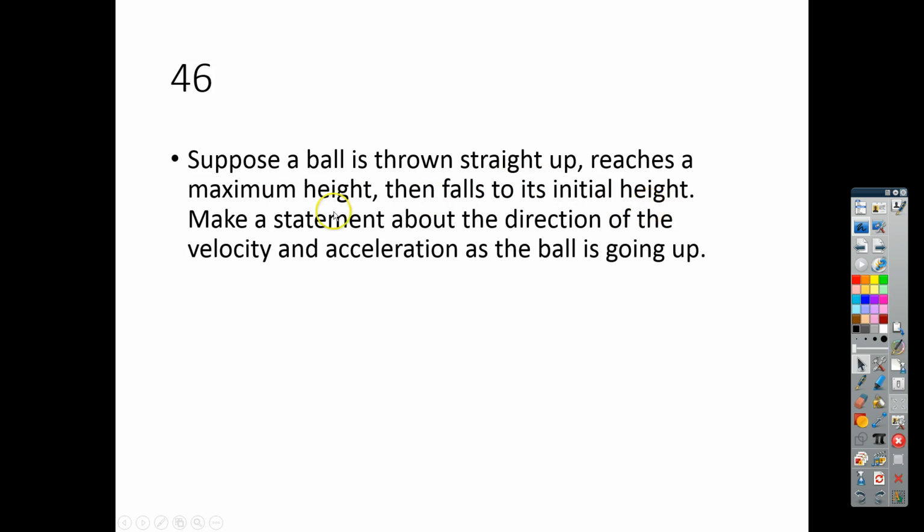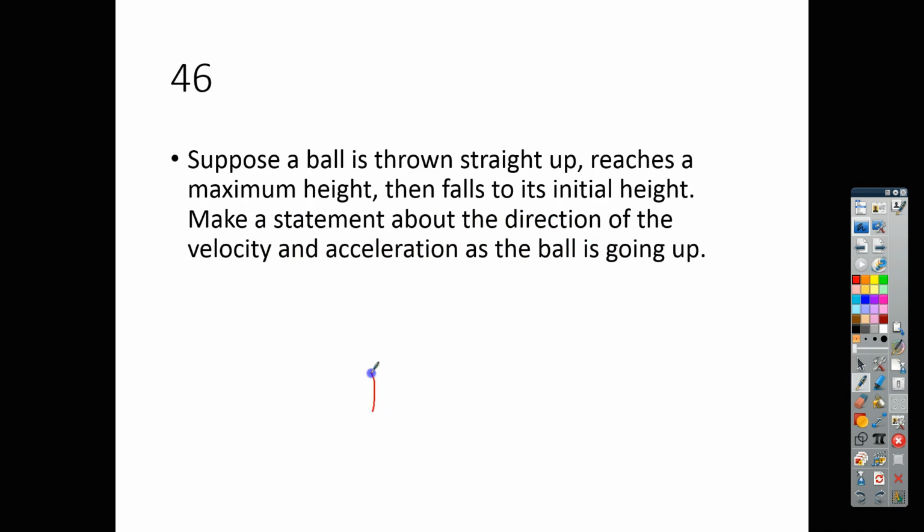For number 46, suppose the ball is thrown straight up, reaches a maximum height, and then falls back down to that initial height. They want you to make a statement about the direction of the velocity and the acceleration as the ball is going up. So we just said it. As the ball goes up, the velocity is positive, and the acceleration due to gravity has got to be negative. So for number 46, the velocity points up, and its acceleration points down.